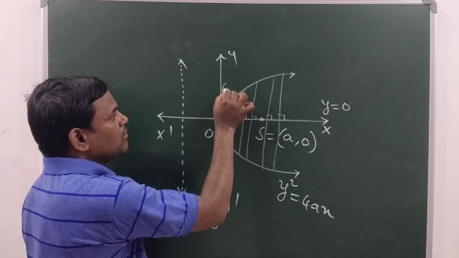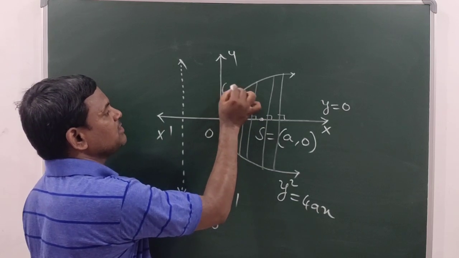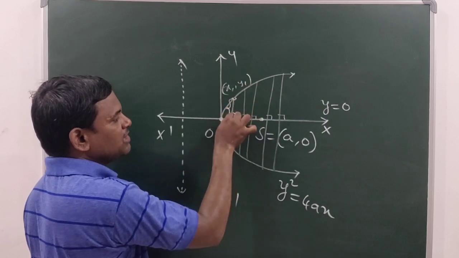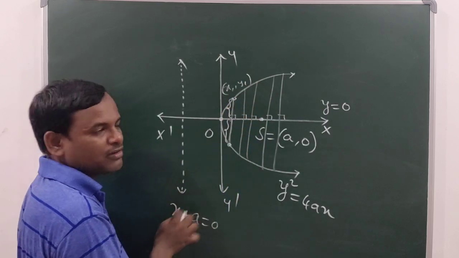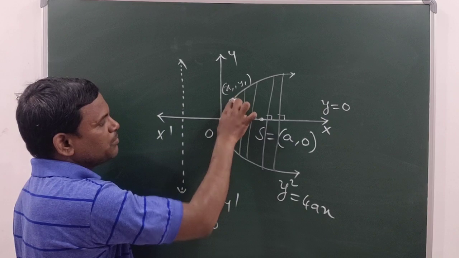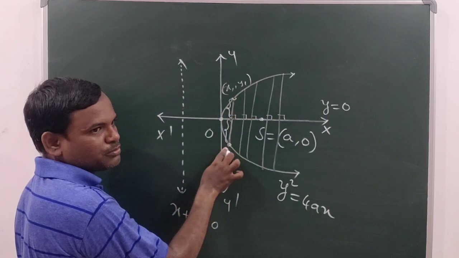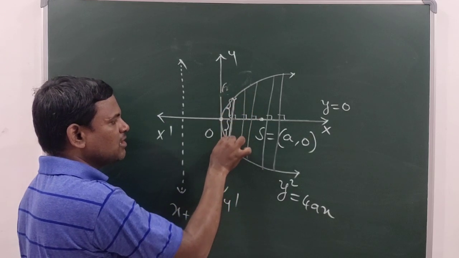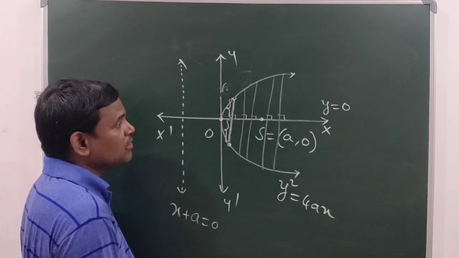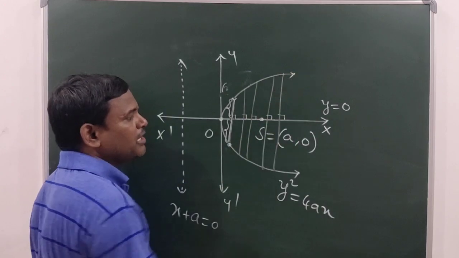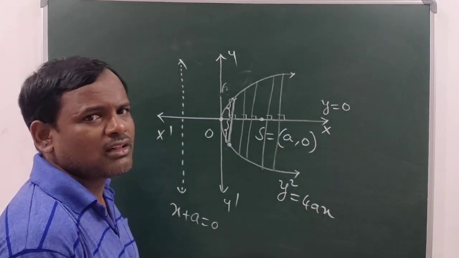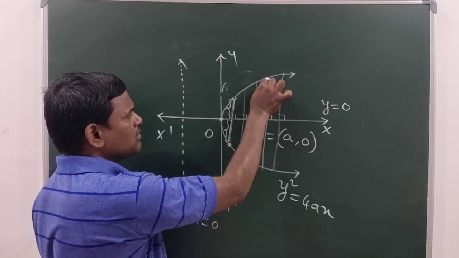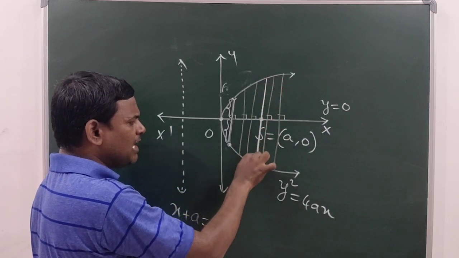Suppose you take this point's coordinates as (x1, y1). If this length is y1, this length will also be y1. So this is the ordinate for this point and this is the ordinate for this point. Both are equal, hence we say this is called a double ordinate. Similarly, many more double ordinates you can draw, but among all of them, the double ordinate which passes through the focus is known as the latus rectum.